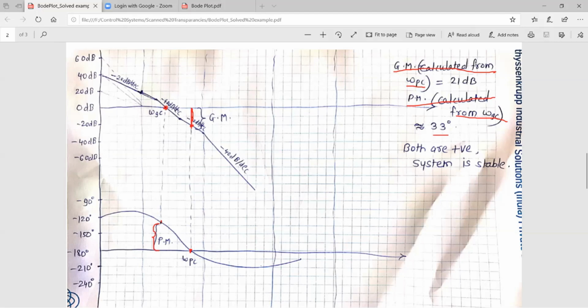Now you might have a question: how can we say that both are positive? Just take a look at this one. Okay, let me just erase.